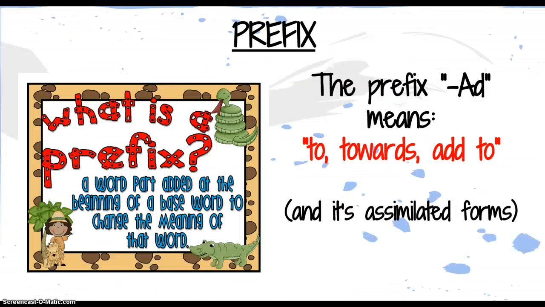What is a prefix? A prefix is a word part added to the beginning of a base word to change the meaning of that word. The prefix AD means to, towards, or add to. This list of vocabulary words not only focuses on the prefix AD, but also its assimilated forms.